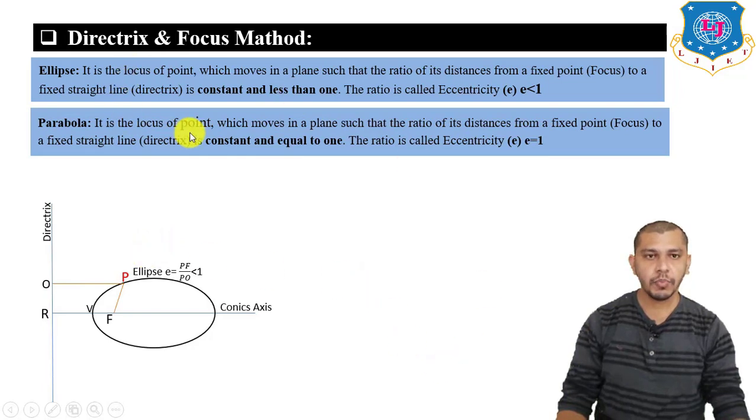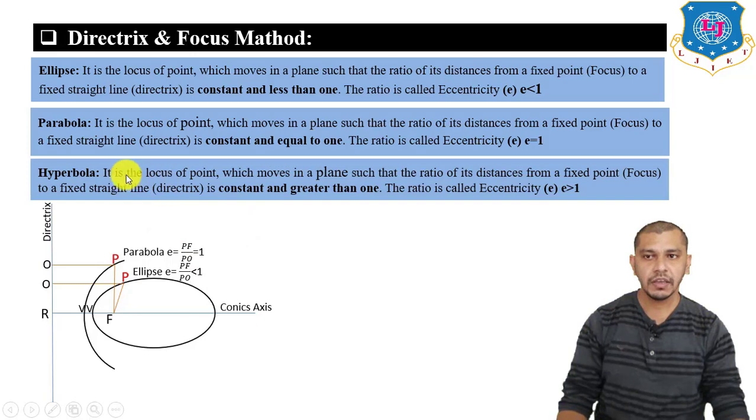Now parabola. Parabola is a locus of a point which moves in a plane such that the ratio of its distances from a fixed point to a fixed straight line will remain constant and equal to 1, and this ratio is known as the eccentricity ratio. It will be equal to 1 for parabola. So in the figure you can see that this will be the parabola, the ratio of distances of the moving point to focus and moving point to fixed straight line, and that ratio will be equal to 1 for parabola.